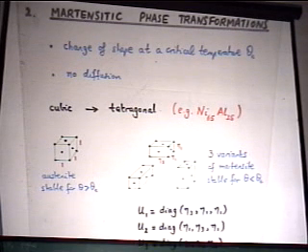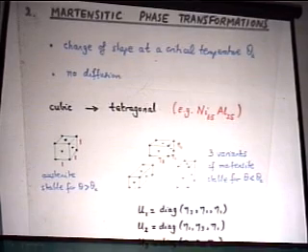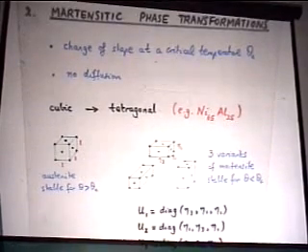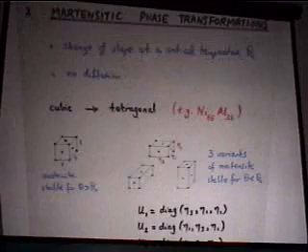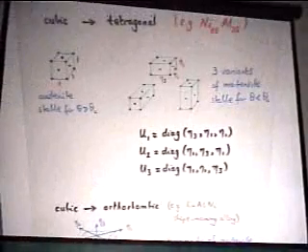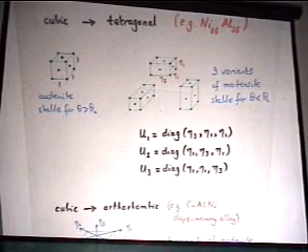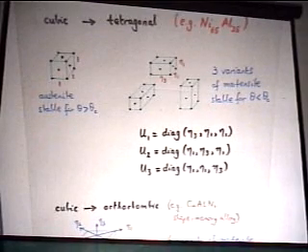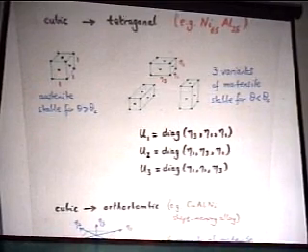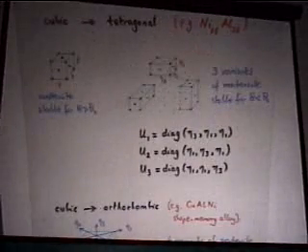That's where you get what are called three variants of this low temperature phase, which is called martensite, that are stable for theta less than the critical temperature. And you can describe them mathematically by the three matrices that take you from here to here, three linear transformations. U1 is diag(eta 3, eta 1, eta 1), and so on. Okay, that's a cubic to tetragonal transformation.